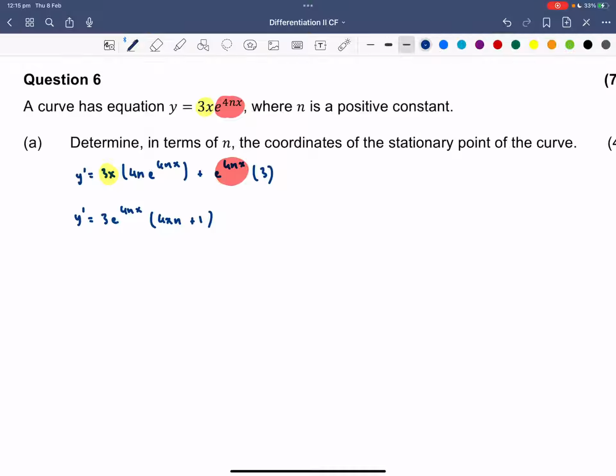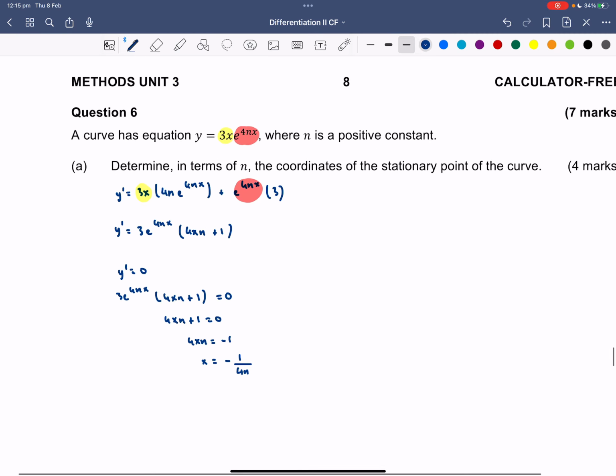So that is y dash. We've got to let y dash equal 0. 4xn plus 1 equals 0. We already discussed e to the power of something cannot be 0. That means 4xn plus 1 is 0. That means x is minus 1 on 4n. That is, guys, the x value of the stationary point.